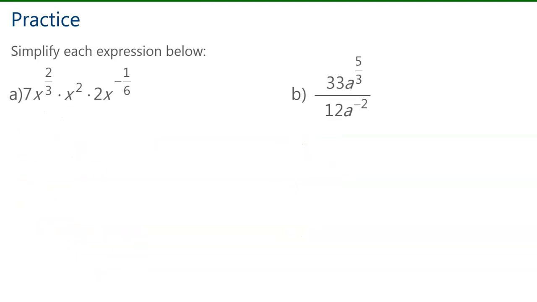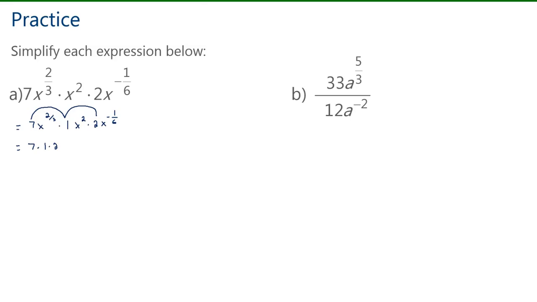And here is more practice. So simplify each expression below. 7x to the 2/3 times x squared times 2x to the negative 1/6. This is 7x to the 2/3 times really 1x squared times 2x to the negative 1/6. Let's work with the coefficients first. The 7 times the 1 times the 2. So 7 times 1 times 2.